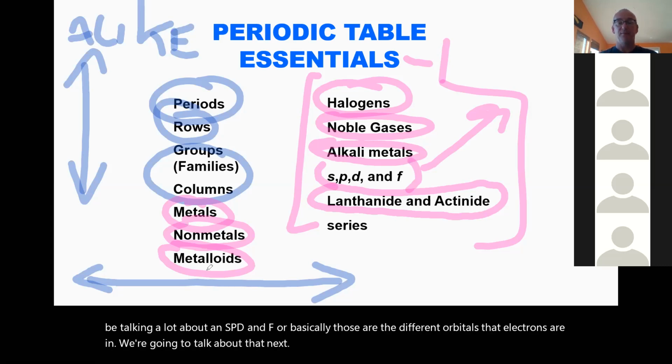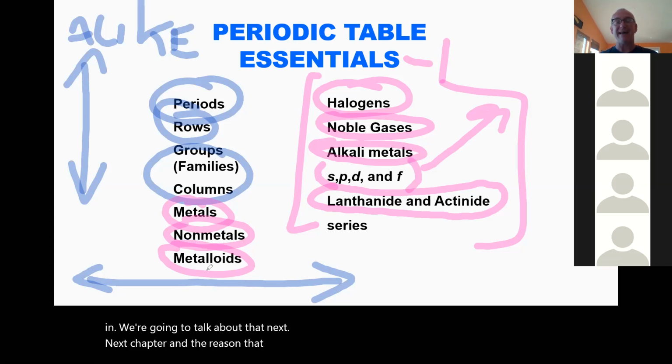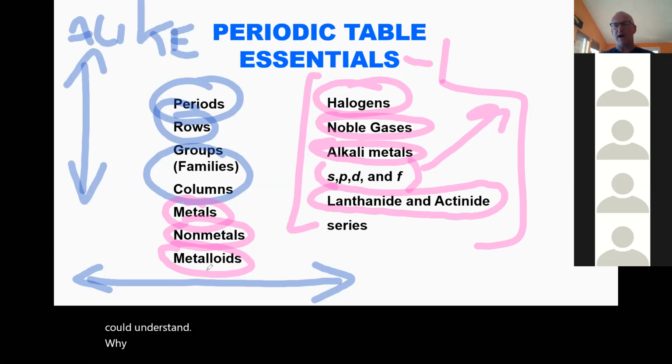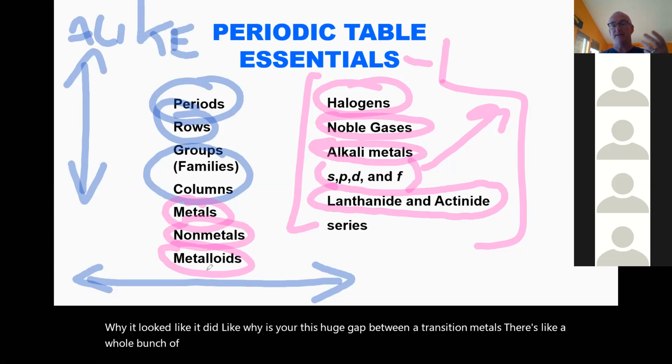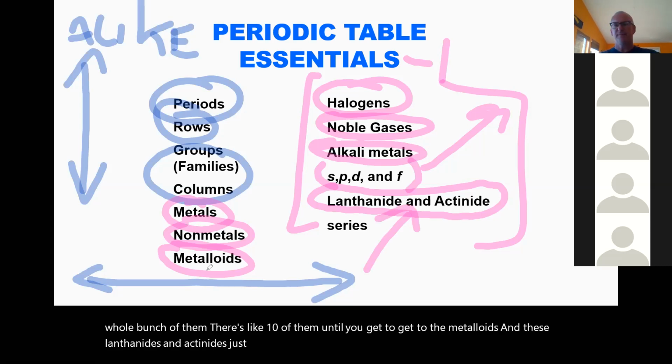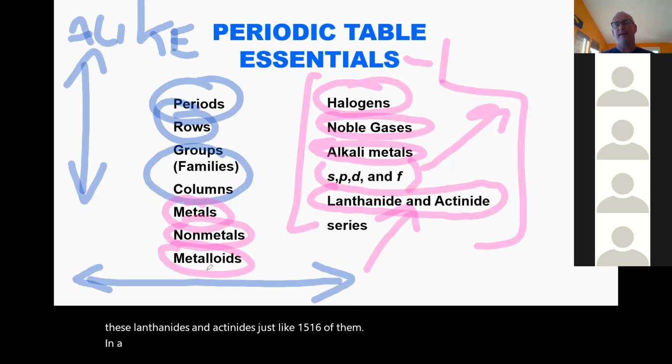And the reason that's so important is that is how the periodic table was organized. When the periodic table was put together, it made perfect sense, but nobody could understand why it looked like it did. Like why is there this huge gap of transition metals? There's like a whole bunch of them. There's like 10 of them until you get to the metalloids. And these lanthanides and actinides, there's like 15, 16 of them in a group. Why is that? And we'll learn why that was, because of electrons.